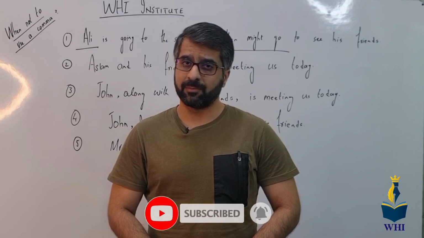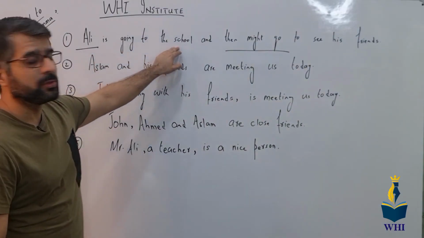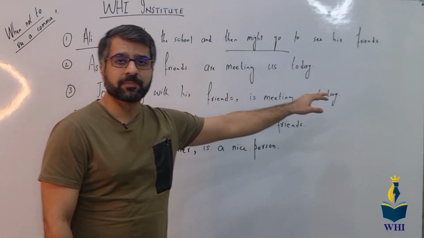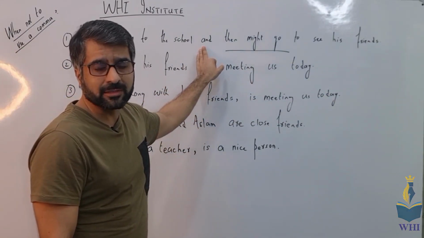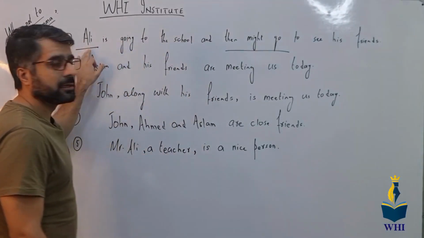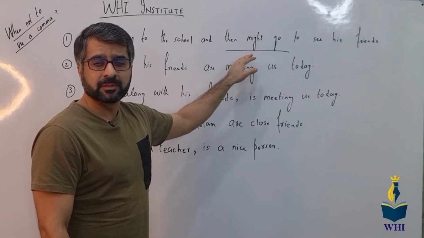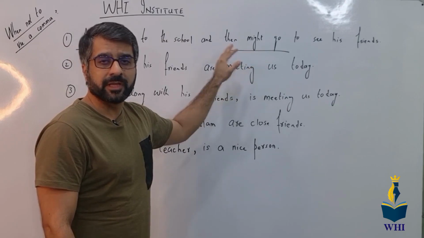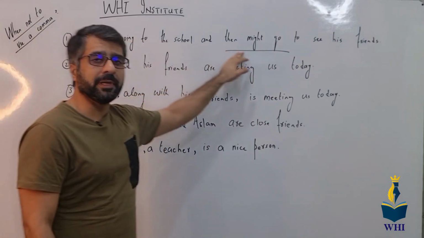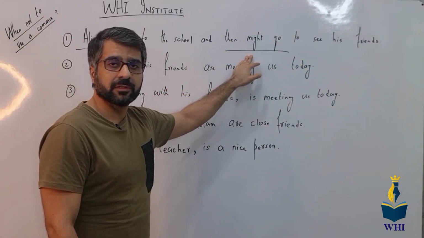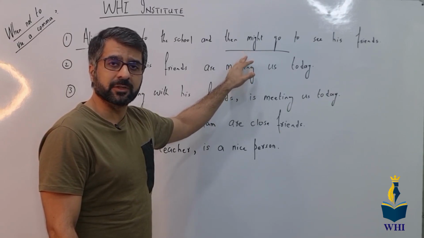Now, I will explain this rule with the help of examples. Let's consider the first sentence. Ali is going to the school and then might go to see his friends. In this sentence, I have not placed a comma with and. The reason is quite simple. I have taken Ali as the common subject of this compound sentence. So, if the subject is common, you can take that subject right at the start of the sentence and you don't need to repeat it after the conjunction and. This is because we don't have to repeat the subject if the subject is common.